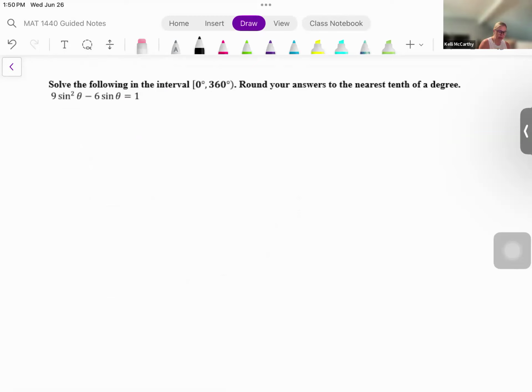9 sine squared theta minus 6 sine theta equals 1. I'm going to subtract 1 from both sides. Setting this equal to 0, and again, hopefully recognizing that this is in quadratic form. So we're going to use that u substitution technique. I'm going to let u be sine of theta. So now I have 9u squared minus 6u minus 1 equals 0.